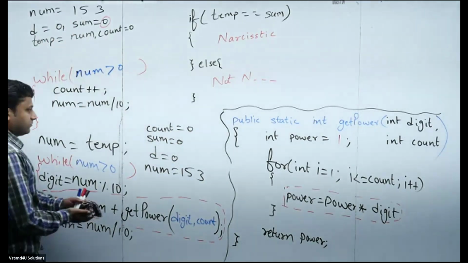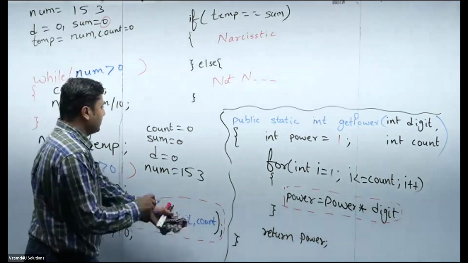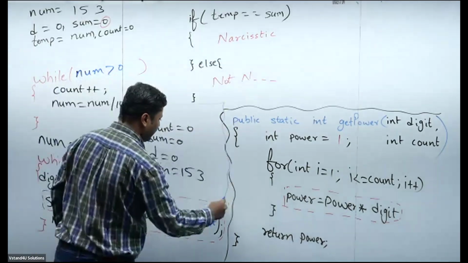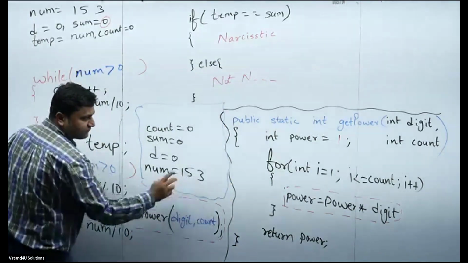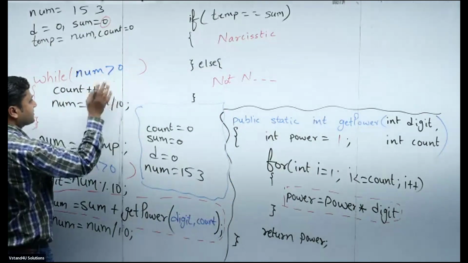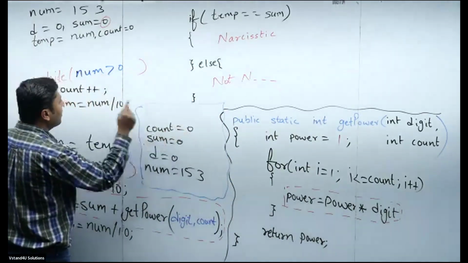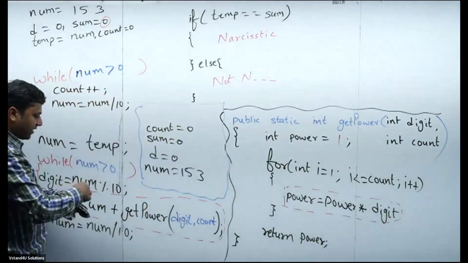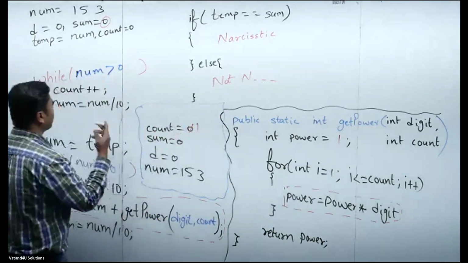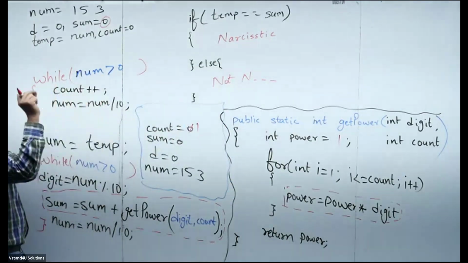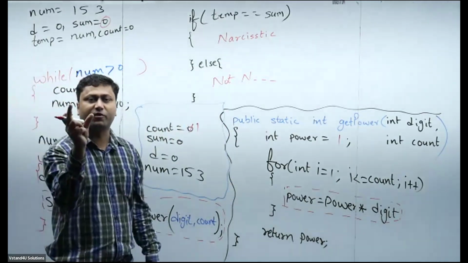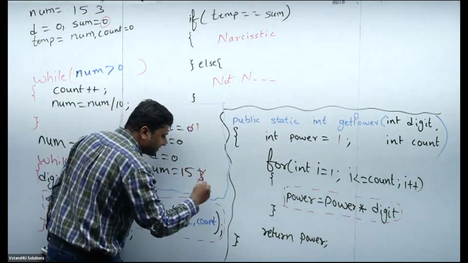Focus now. These are the areas where we will do calculations. Let's get started. Num value is 153. Is it greater than 0? Yes. Count value is already 0, I'm incrementing it by 1, so count becomes 1. Then num equal to num divided by 10. Num value is 153 divided by 10, which will generate 15.3. 0.3 will be discarded. So basically, one digit has been picked out.